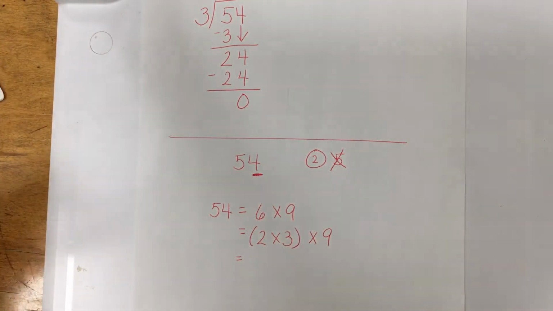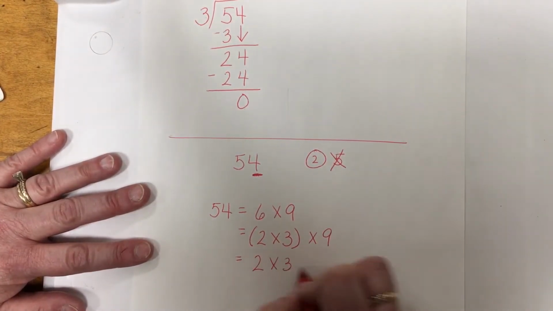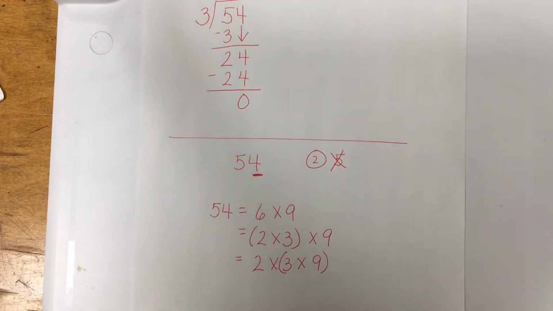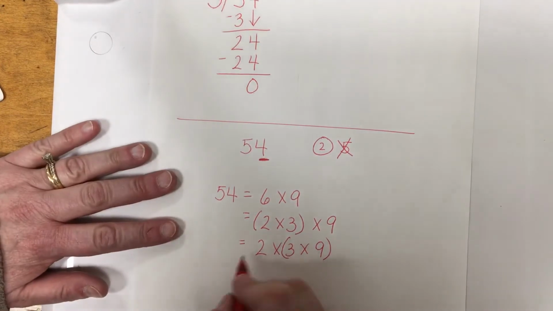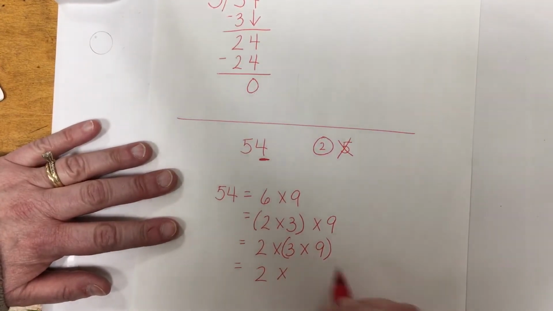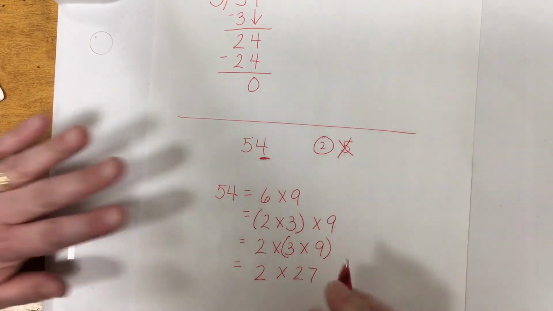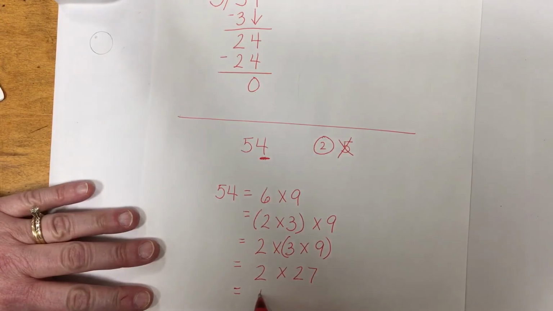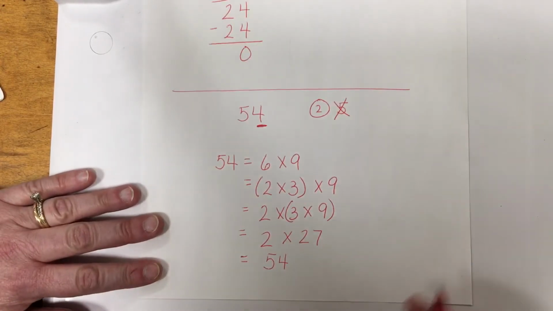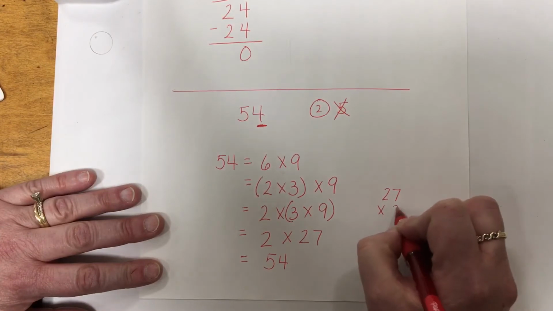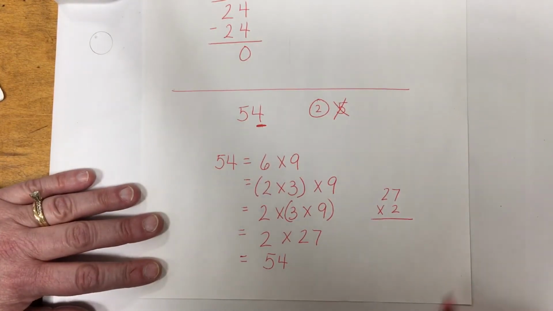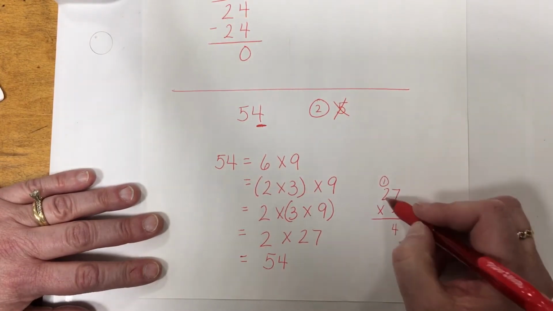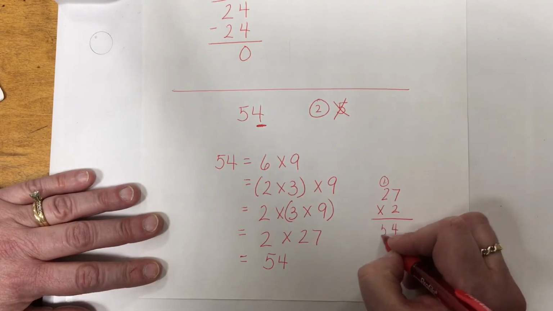And remember, I can regroup. So I have 2 times 3 times 9. I can regroup 3 times 9. So what is 3 times 9? It's 27. And 2 times 27 is equal to 54. If you don't believe me, you can work it out on the side. 2 times 7 is 14. 2 times 2 is 4, plus 1 is 5.